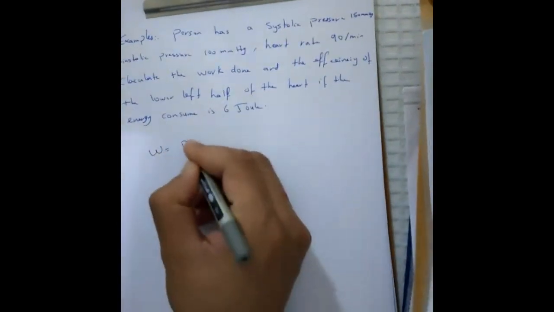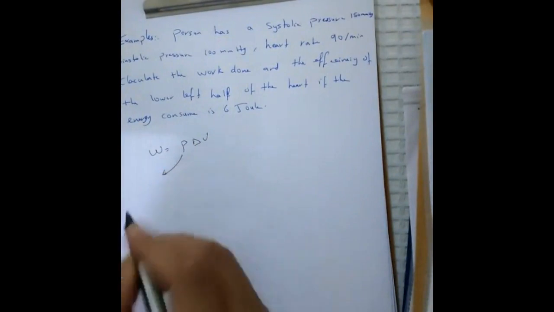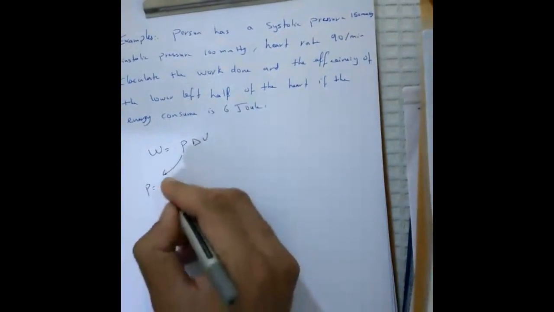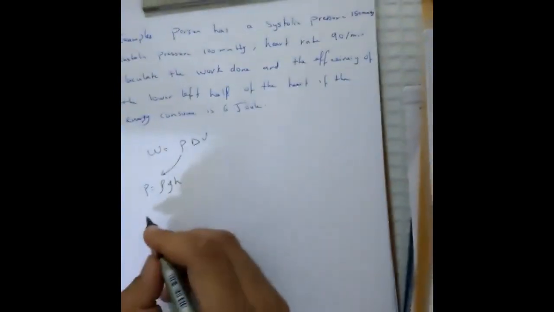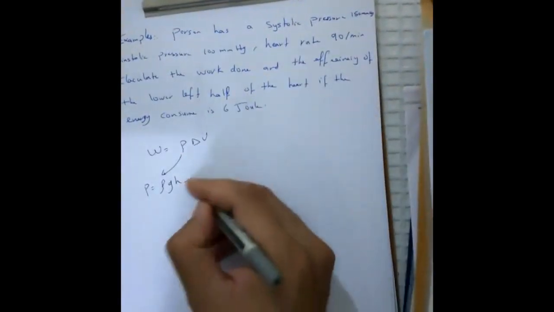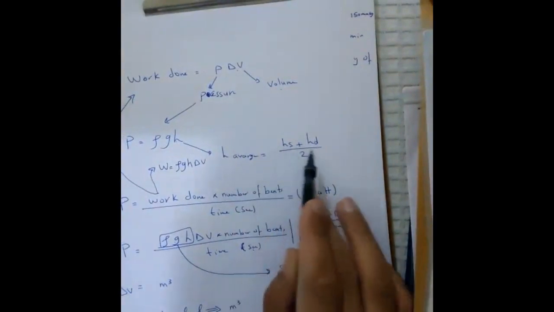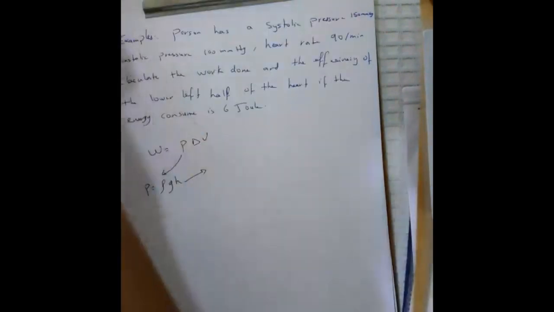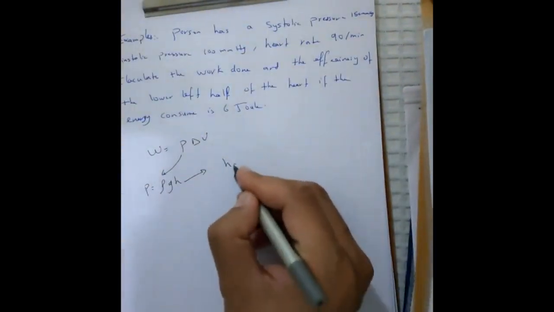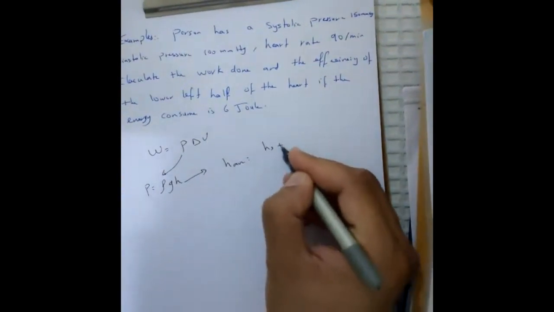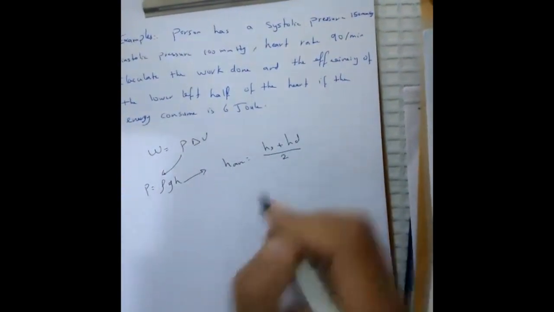You know that the work is equal to P delta V. P is the pressure, but because I don't have pressure, I have the H, it comes from rho GH. Now for H, we have systolic and diastolic pressure. To find H, H average is H systolic plus H diastolic over 2.